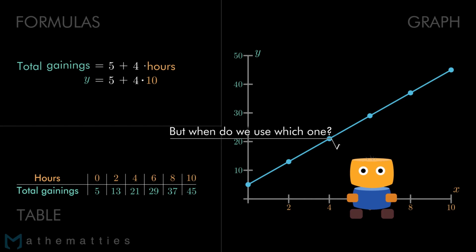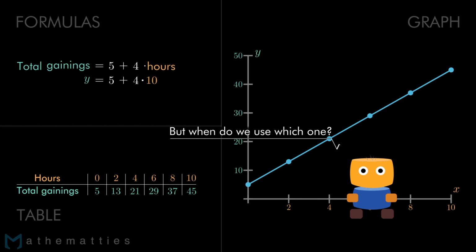So, are the other two then useless? No, definitely not. Say you want to know how much money you have after 8 hours of work. If you would just have the formula, you would have to start computing. But if you would already have a table, you would have gotten your answer straight away. So in that case, a table would be more convenient.